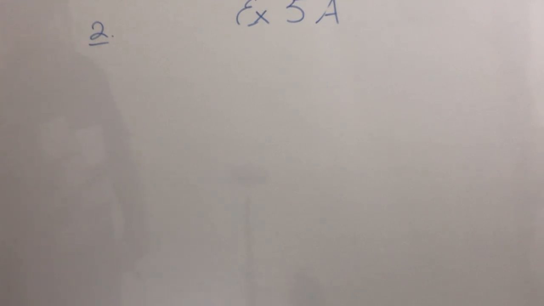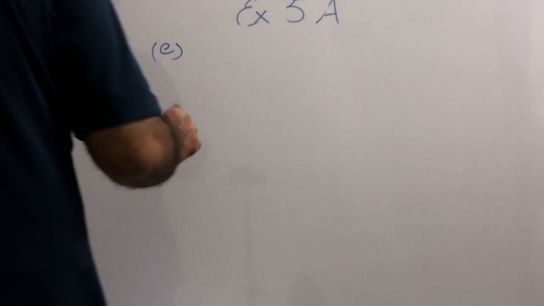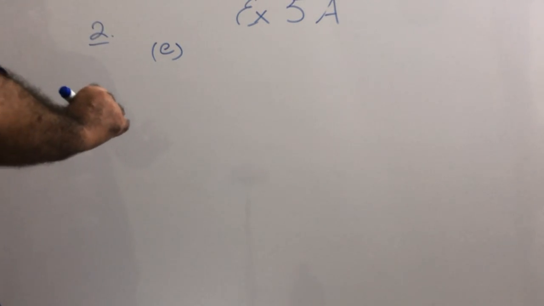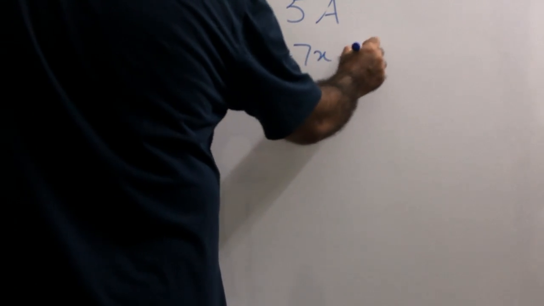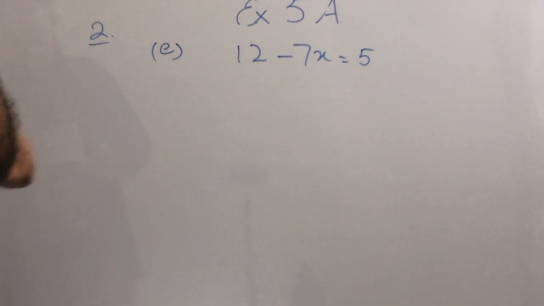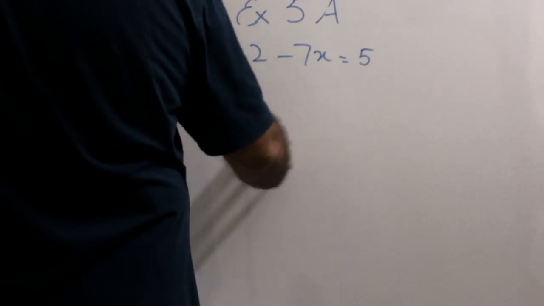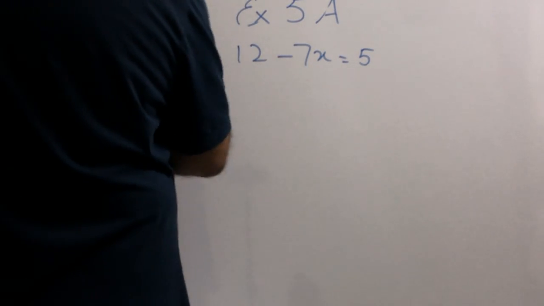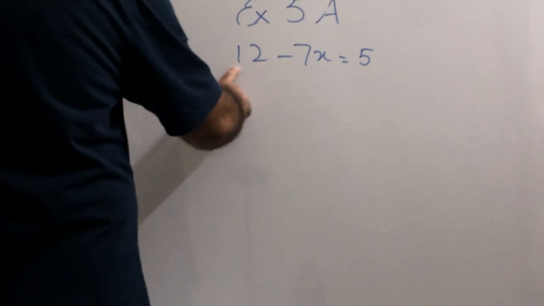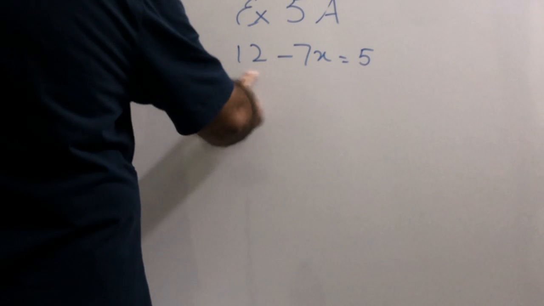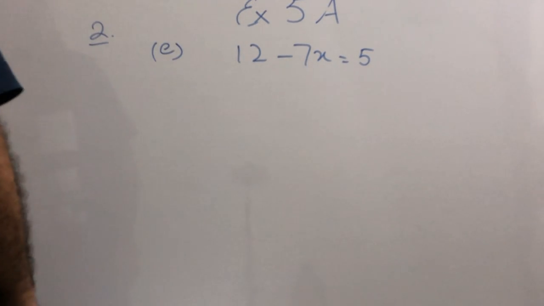Now we'll be doing part E. Part E says 12 minus 7x is equal to 5. We need x on this side. We don't need 12. We don't need minus 7. Okay, on this side. Now what to do is, remember one thing. First we need to remove this, which is being added or subtracted with this. Then after that we will be thinking about 7.